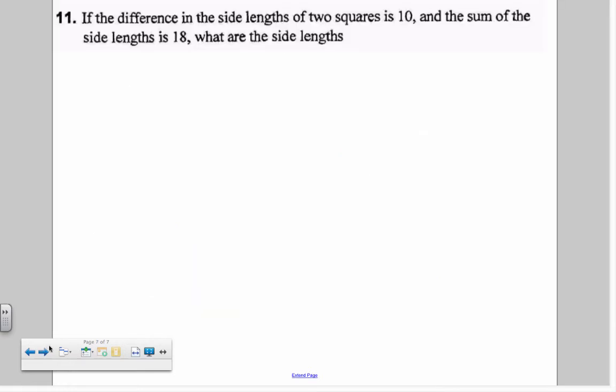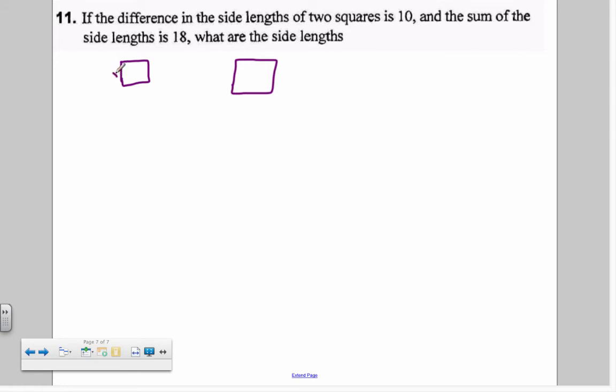Okay, last problem we'll do is number 11. Number 11 says, if the difference in the side lengths of two squares is 10, and the sum of the side lengths is 18, what are the side lengths? So we need to figure out what this problem is actually saying and identify our variables. So we have two different squares. Here's square number 1, and then maybe I have a bigger square, square number 2. And I need to know what their side lengths are.